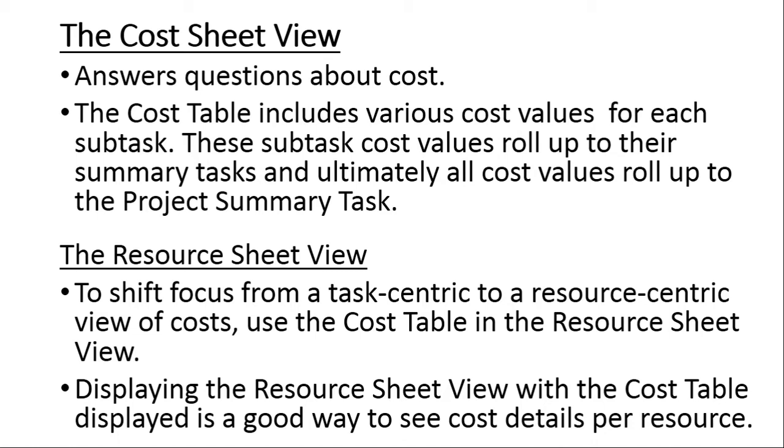So you need to understand that you decide which main view you want to be in. So if you are in the resource sheet view, then you open the cost table, you are going to see costs according to resources. But if you go to the Gantt chart and you open the task table, then from the task table you view the cost sheet. That cost sheet is now going to be oriented towards the tasks.